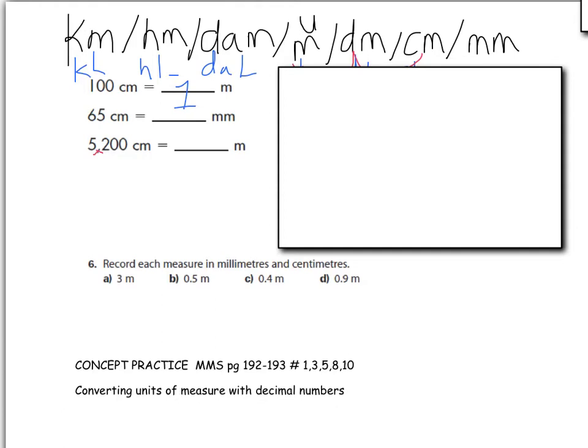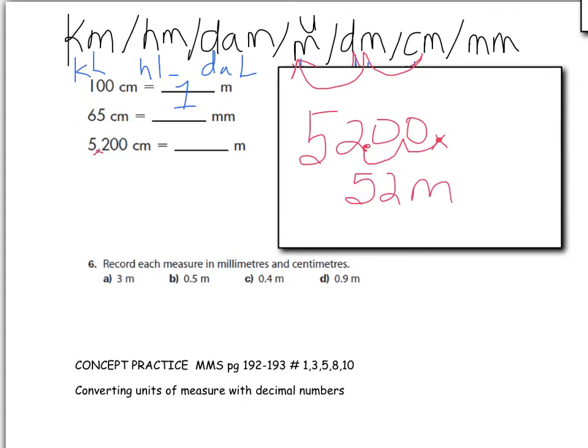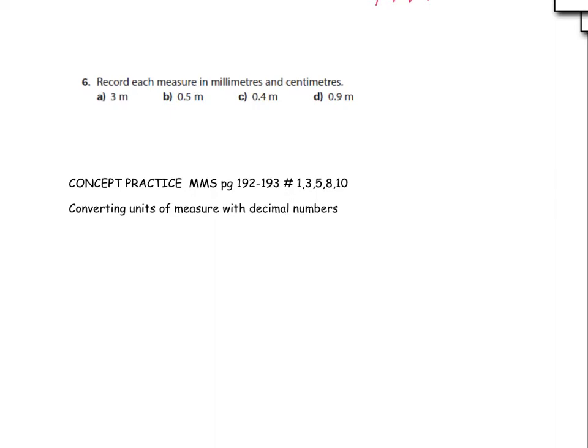Last one, we have centimeters to meters, so that's 1, 2 jumps now to the left. So if we have 5,200, we know our decimal is there, we're going 2 jumps to the left, which would make it 52 meters. We also know, remember, there's 100 centimeters in 1 meter, so we have to divide by 100, which would give us 52 as well. Now, when we use numbers that have decimals in them, it really doesn't change a whole lot other than the decimal's already there, so we move it from its position.